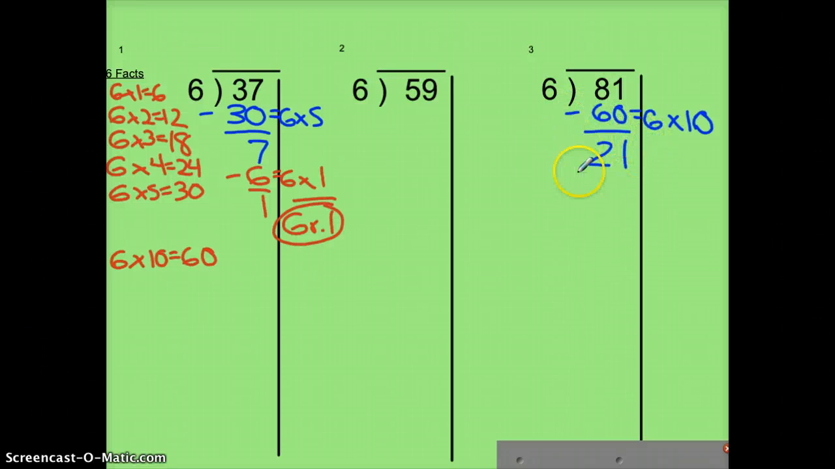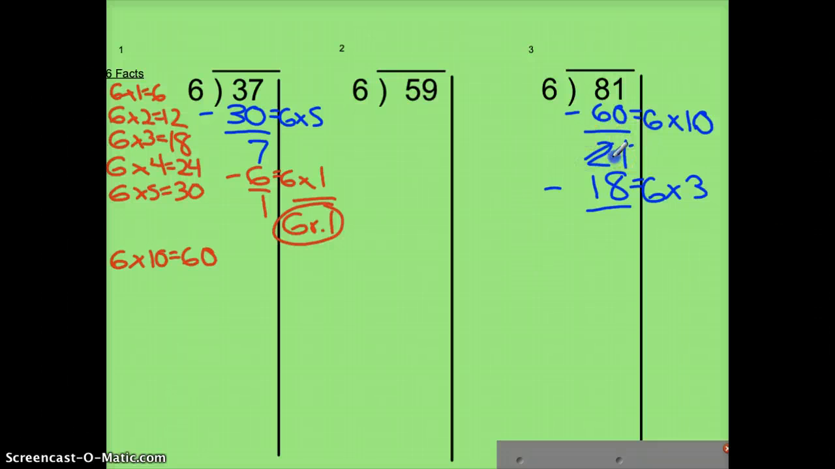Okay, so now my difference that I have left is 21. I have enough to make some more groups of 6. So I'll take a look here. 24 is going to be too large. Let's go with 6 times 3 is 18.